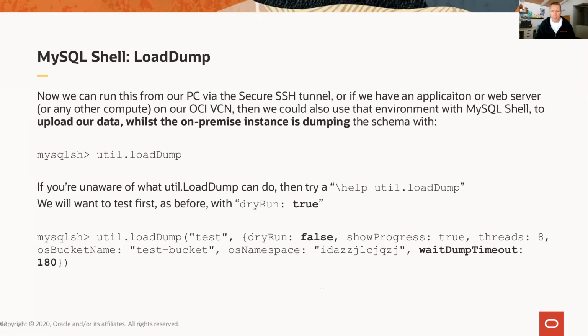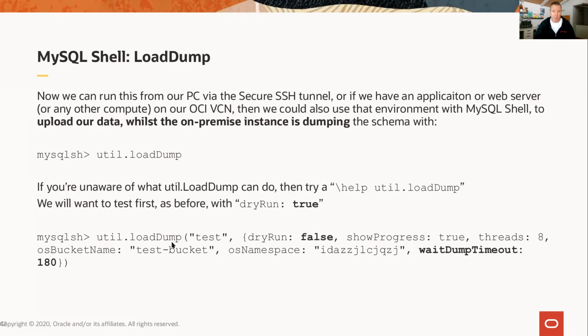Once we've got the data, we've done the dry run of dumping the schema, but that's exporting. That's taking the data out and putting it into the bucket. But then we're going to want to run the load, reading from the bucket and getting it into MDS. So this is where we're using our tunnel now. And the same thing here, util.loadDump, get the help there, get everything out of there.